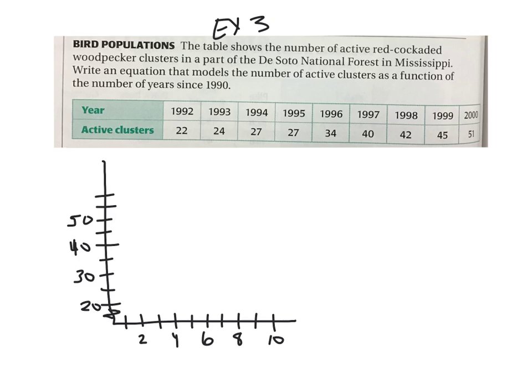So 1992, that's going to be where this 2 is, and they're at about 22. So 1993, 24. 1994 is 27. 1995 is 27. 1996 is 34, so we go up a little. 1997 is 40. 1998, 42, 99 is 45, and 2000 was at 51.